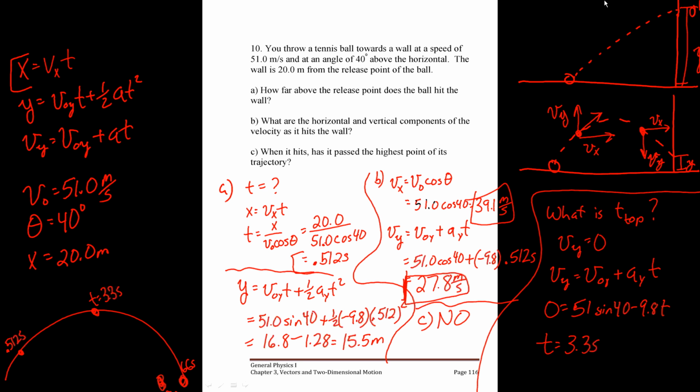So you can do that calculation and find out what is t top, the time at the top of the trajectory, or as I said, you can just say, well, Vy is positive, so it has to be on the left side before it gets to the top of the trajectory. That's the more elegant way. All right, I think that's all.